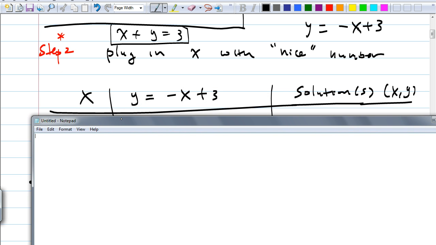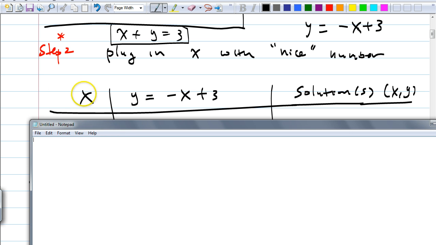It's got 3 columns. Some of you remember this from intro, right? You did this before. So first, you have a column for x, right? That's the variable we're going to plug in. And then we got the column for what y equals in terms of x. So that's why we solve for y. Does that make sense? So we got a column for x. We got a column for y, because it tells you what y equals in terms of x. And then you're going to get your solutions. And the solution will look like x comma y. We'll talk about what that means in a minute.